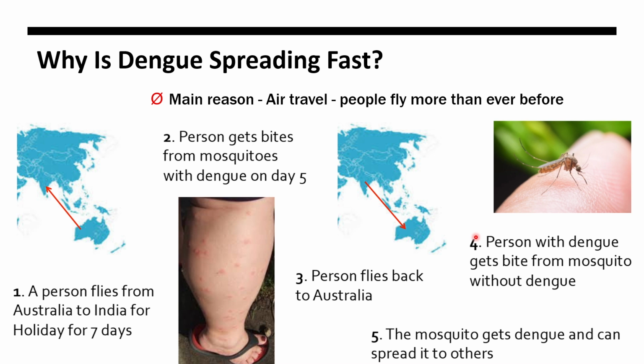The main reason is the increase of air travel in the world. For example, a person flies from Australia to India for a holiday for 7 days. Let's say on day 5, he gets bitten by an Aedes aegypti mosquito and gets infected with the virus. So what is the incubation time?